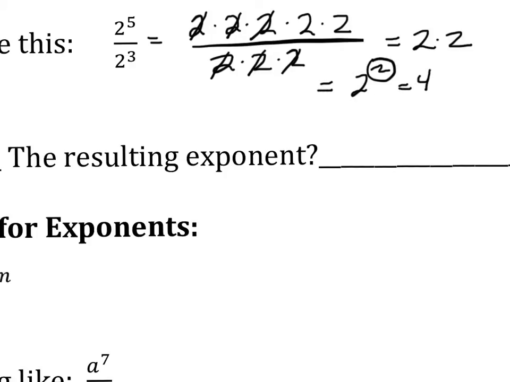Well, if we look at this 2 squared and look at 5 and 3, 5 minus 3 is 2. So, looking at our canceling, we took 5 2's, and because of the 3 that canceled out on the bottom, we only had 2 left. Okay? And so that's how the quotient rule works.